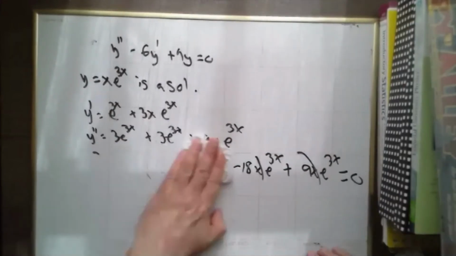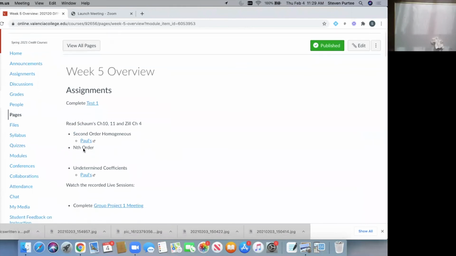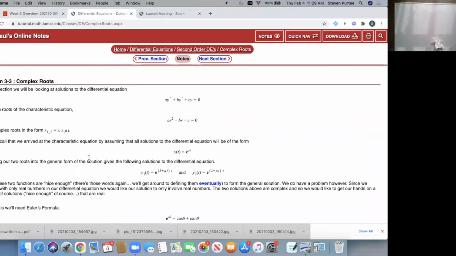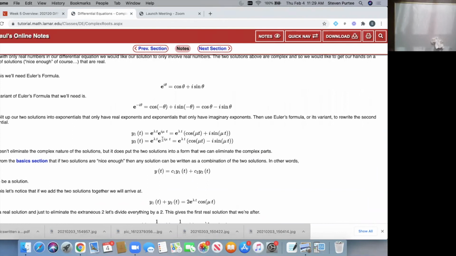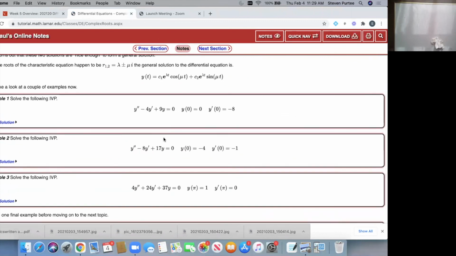Okay, what about when we get complex solutions? Well, there's a lot of math that goes into that. I'm not going to walk you through all of the math. You can look here on Pauls Online Notes, and he walks through how we derive all these formulas using Euler's formula for exponentials and so forth. I'm just going to tell you what to do. Here, let's just walk through one of his examples.